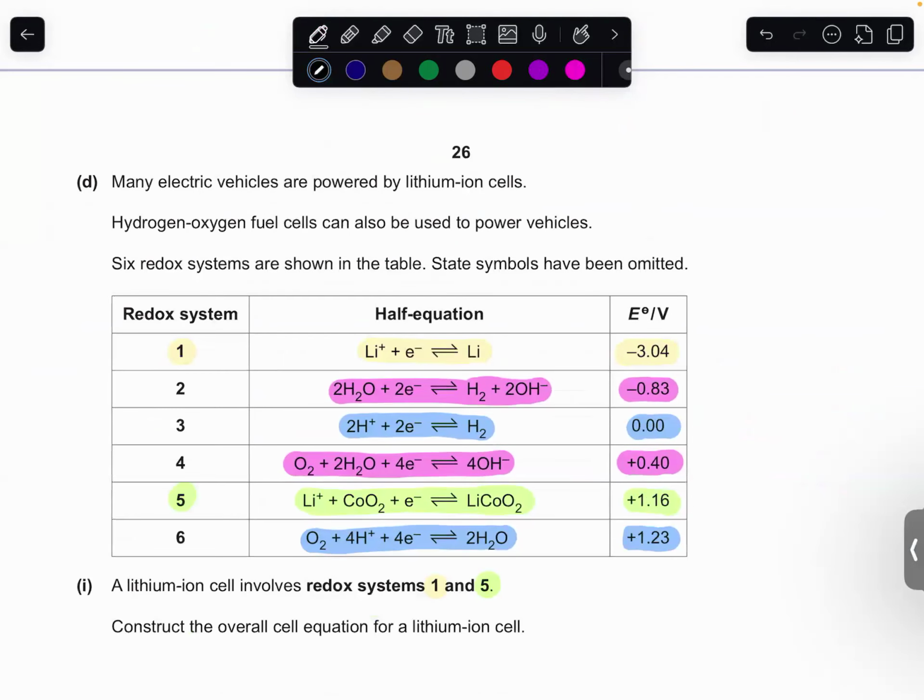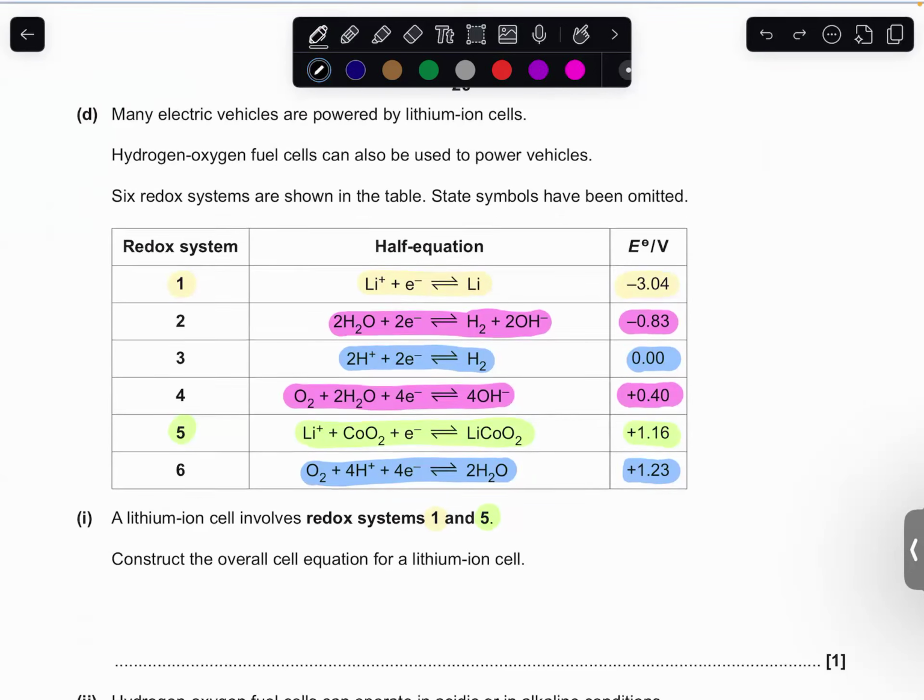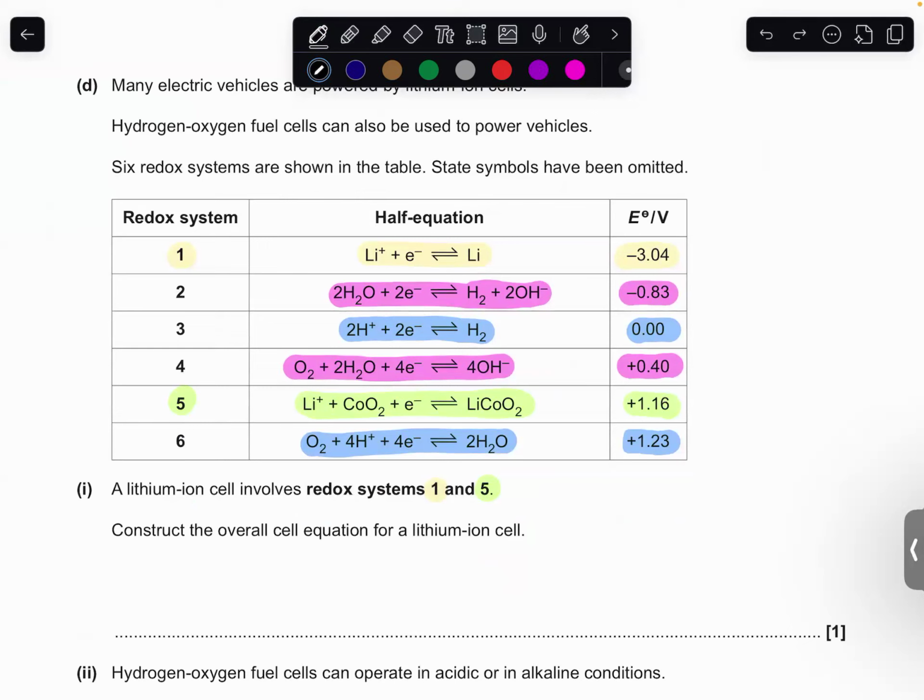This question, you're provided with the electrode potential values. So there's quite a bit going on here. It says many electric vehicles are powered by lithium-ion cells. Hydrogen-oxygen fuel cells can also be used to power vehicles. You've got your 6 redox systems shown below, and it's going to ask you questions on them. Let's look at the first question. It says a lithium-ion cell involves redox system 1 and 5. We've got this one and this one. Construct the overall equation for a lithium-ion cell.